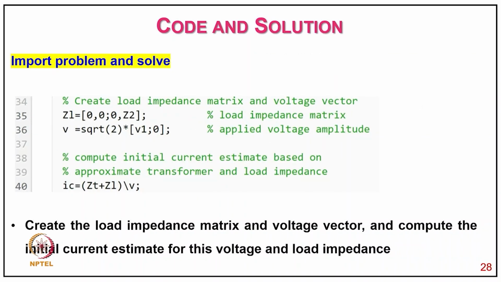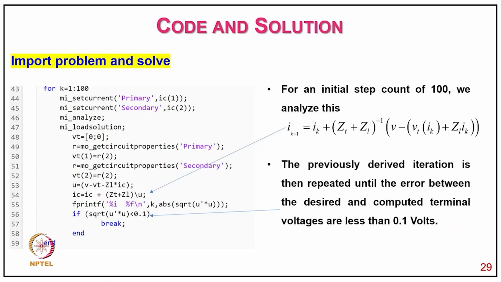Here, ZL equal to [0, 0; 0, Z2], and V equal to [square root 2 into V1; 0], and I equal to (ZT plus ZL) inverse times V. So we create the load impedance matrix and voltage vector and compute the initial current estimate for this voltage and load impedance. And this is typically the code for the initial step count of 100.